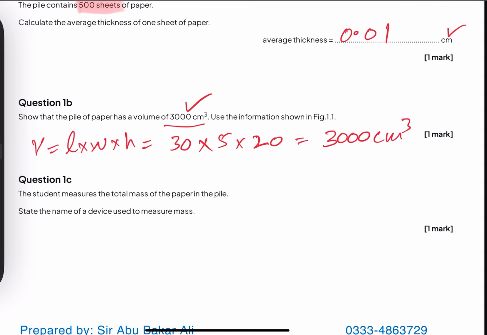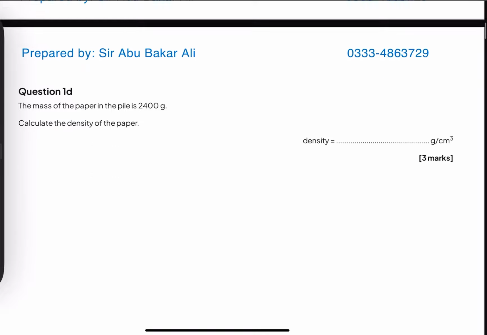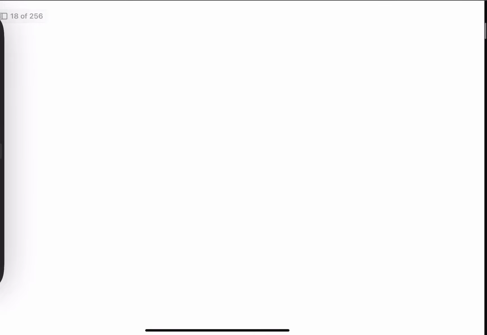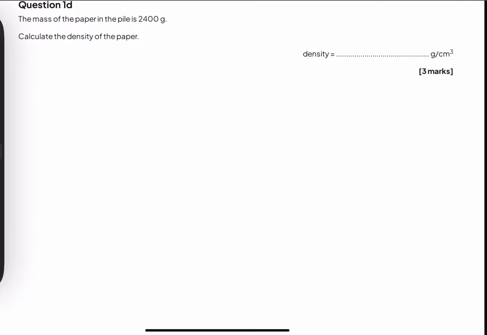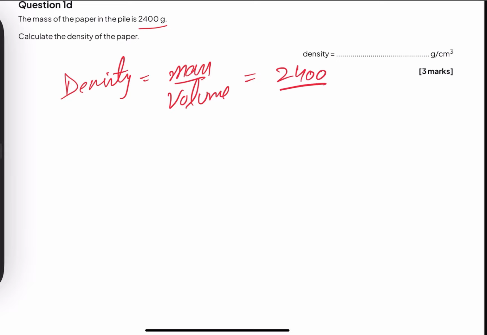Okay. In part C, the student measures the total mass of the paper in the pile. State the name of the device used to measure the mass. Mass is measured by a balance. In the next question 1D, the mass of the paper in the pile is 2400 grams. Calculate the density. So density is equal to mass divided by volume. Mass is 2400 and the volume is equal to 3000. That will give us 0.8 and the units are already given, that is grams per centimeter cubed.